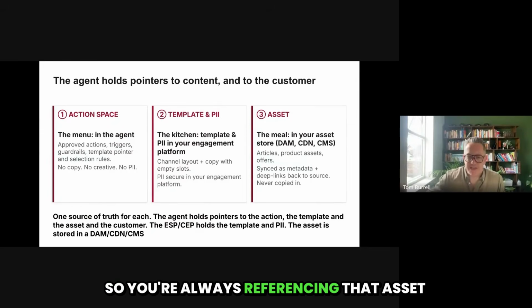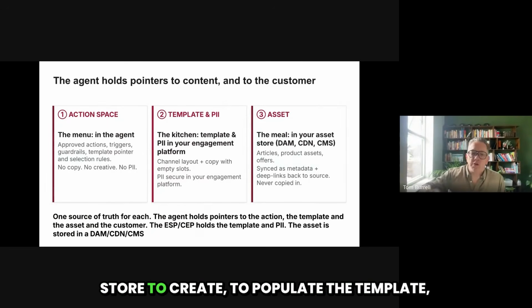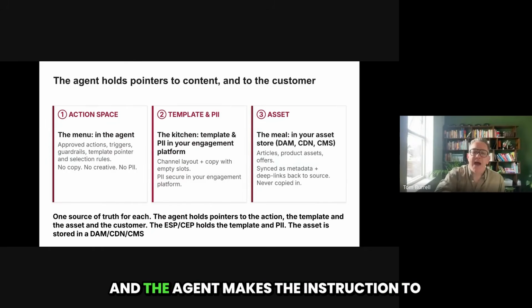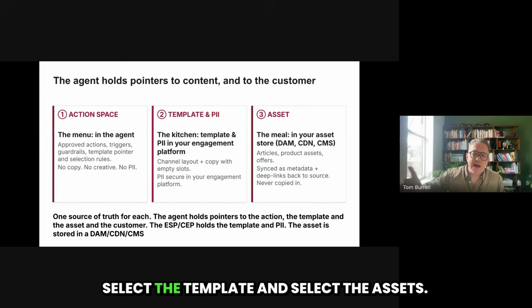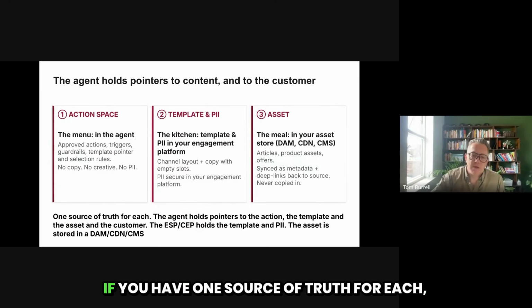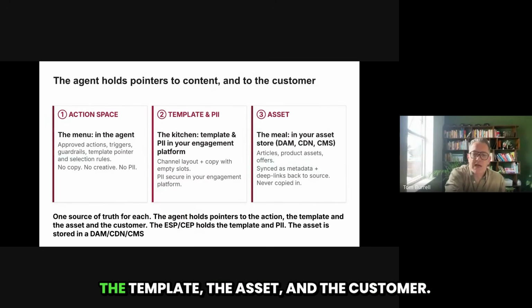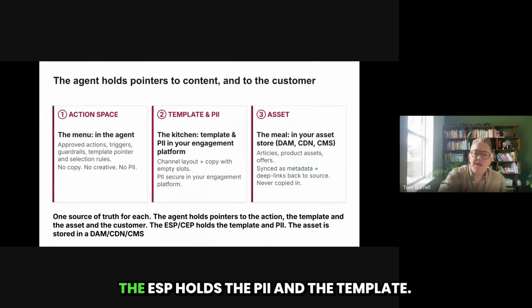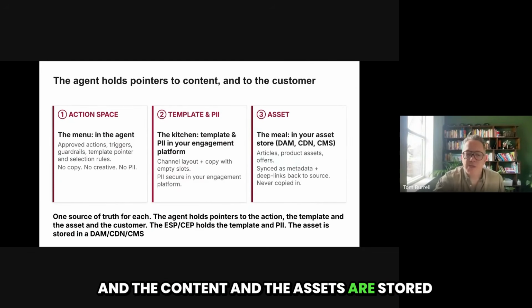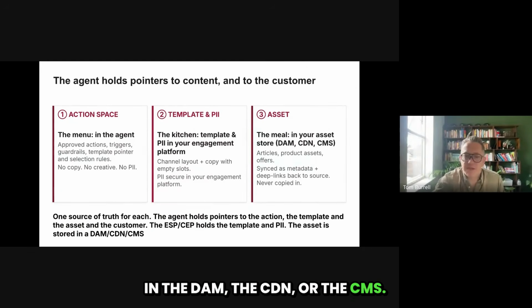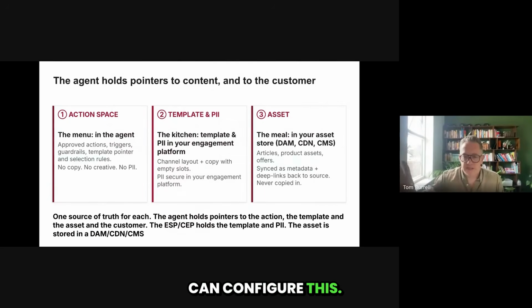So you're always referencing that asset store to populate the template, and the agent makes the instruction to select the template and select the assets. So you have one source of truth for each. The agent holds the pointer to the action, the template, the asset, and the customer. The ESP holds the PII and the template, and the content and the assets are stored in the DAM, the CDN, or the CMS. And obviously there are many ways that you can configure this.